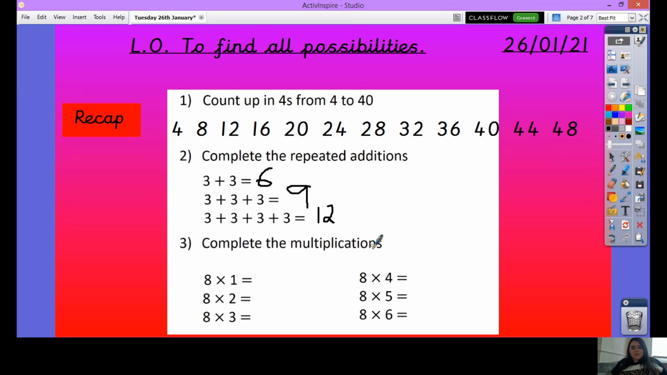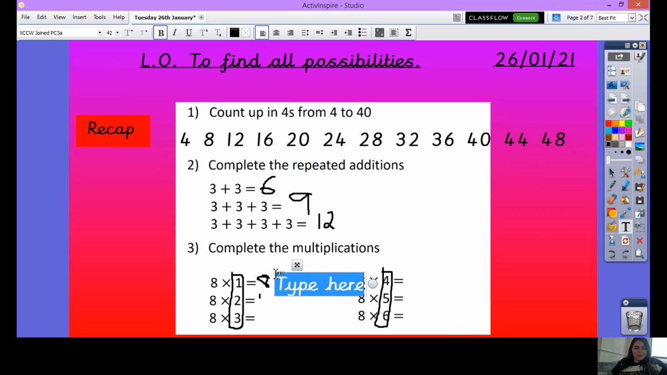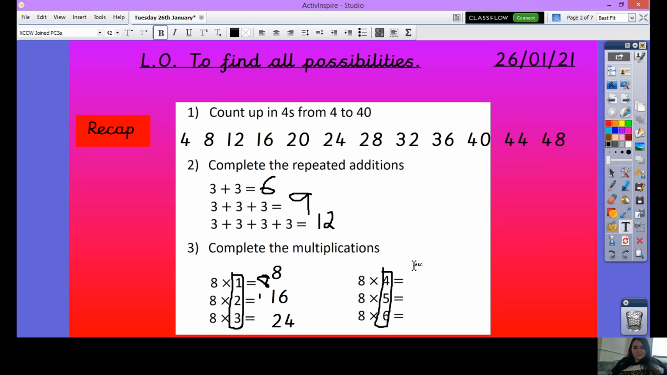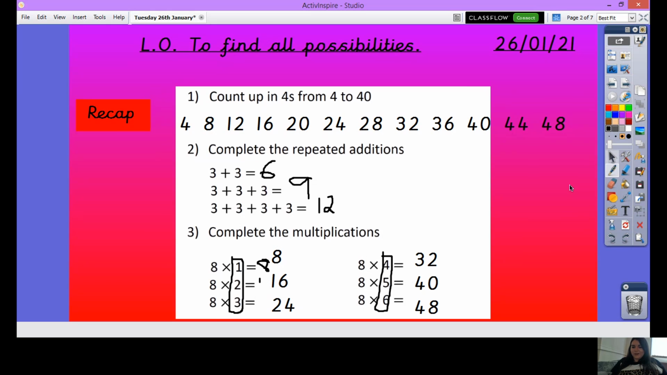Complete the multiplications. So you can pause the video and try these. Okay, so you could sit and work them out each time. What you may have seen is that it was 8 times 1, times 2, times 3, times 4, times 5, times 6. That pattern shows me it's 8 each time, so I'm inclined to count. 8, 16, 24, 32, 40, 48. There we go. My brain needs to wake up.